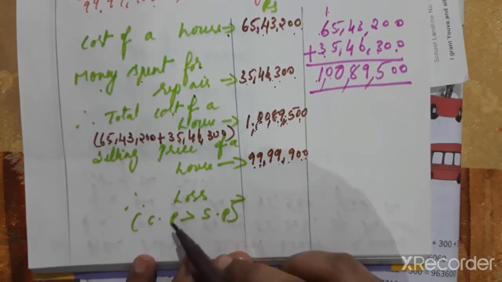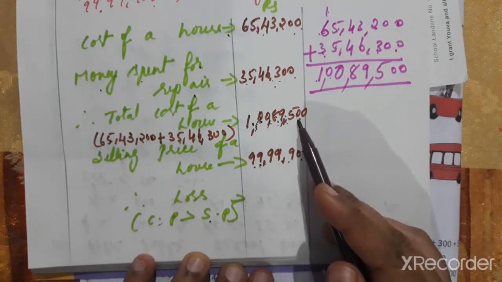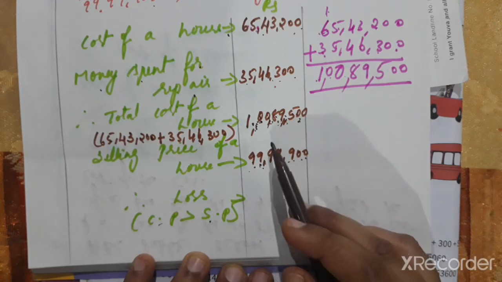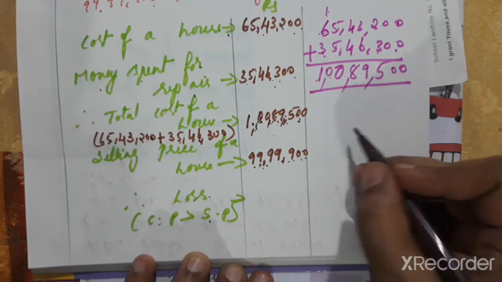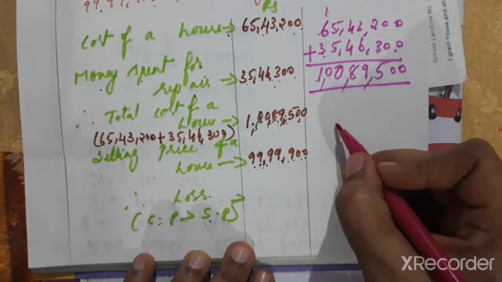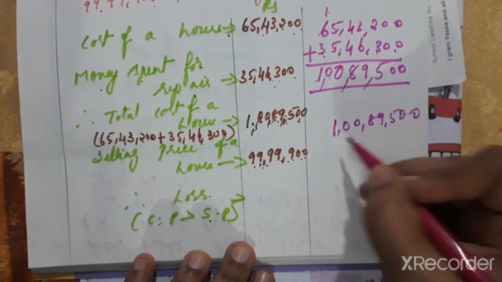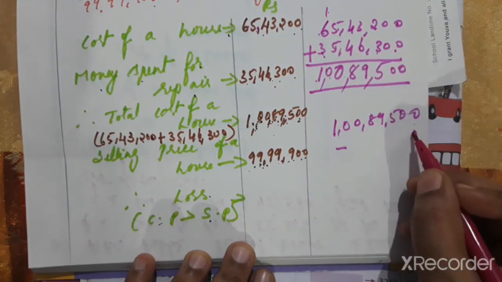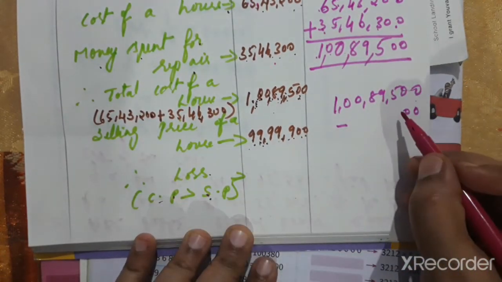When the cost price is greater than the selling price, this is the cost price, the purchase amount, and this is the selling price. Cost price greater than selling price means loss. That is what we have to find. Therefore, loss. Find the loss: 1 crore 89,500 minus 99 lakh 99,900. Cost price is greater than selling price, so we are getting a loss here.